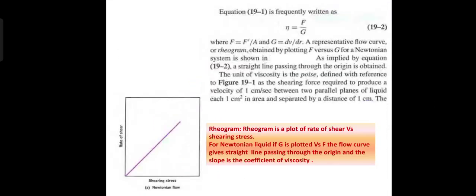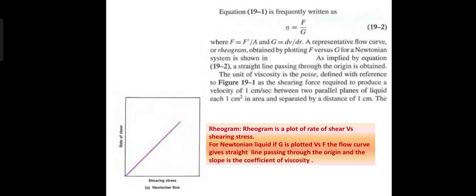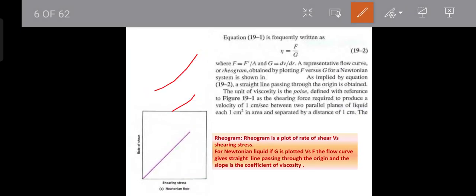After that, frequently the equation is eta equal to F divided by G, where F equals F naught by A, because we have already said that F is the shearing stress, the force per unit area, and G means the rate of shear, dV by dr. A representative flow curve or rheogram is obtained by plotting F versus G. You can see it in the curve also. Here the rate of shear is taken on the y-axis and the shearing stress on the x-axis.